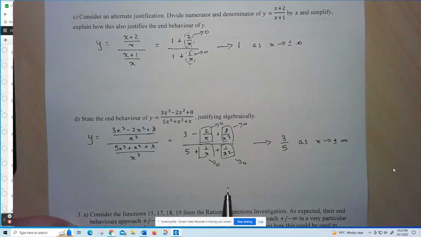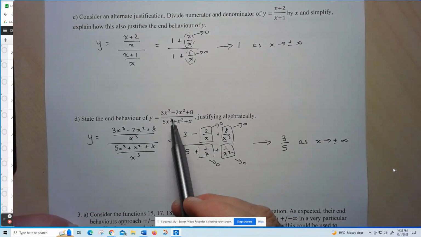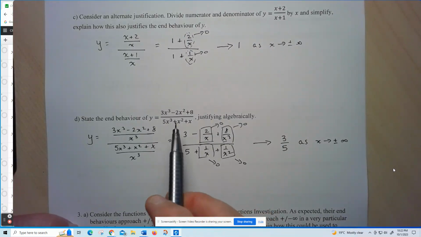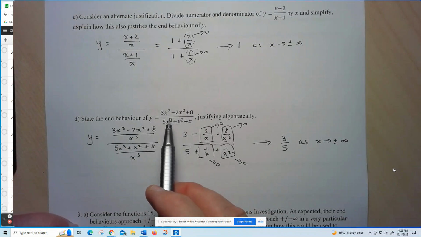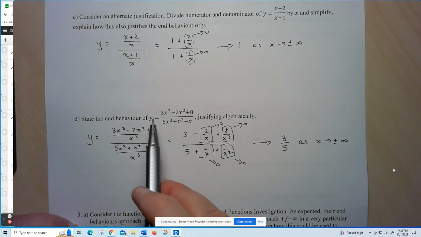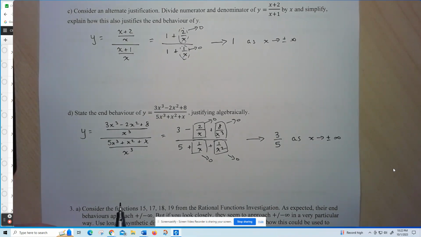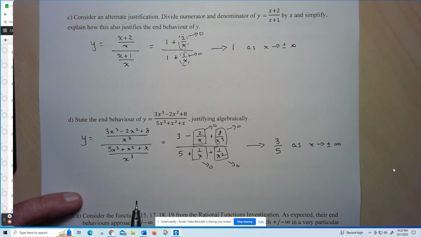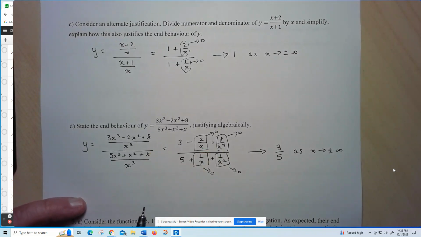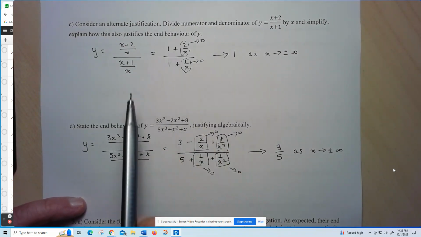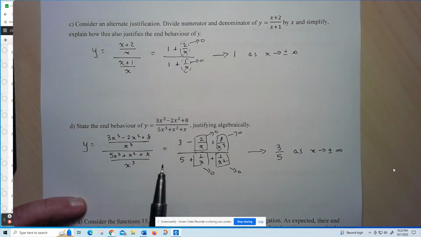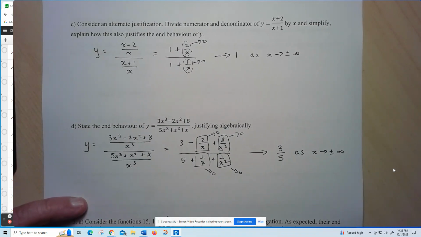Now, by the way, if you wanted to, you could also divide these. In this case here, you'd have to use long division, and you would see that you would have a quotient of 3 over 5 plus a remainder term that approaches 0. Okay, so like I said, keep these two methods in mind. This one might come in handy when you have something that looks like a rational function but isn't quite a rational function.